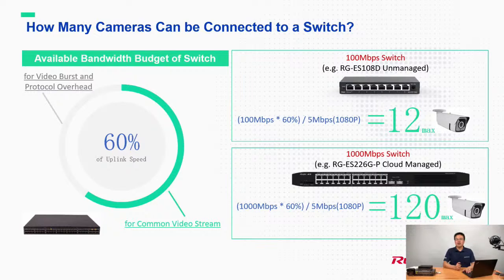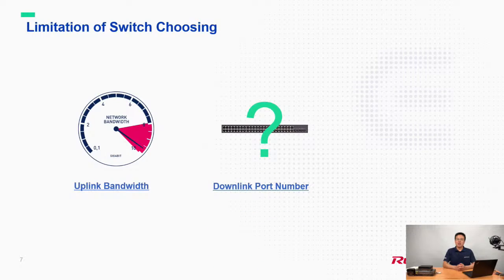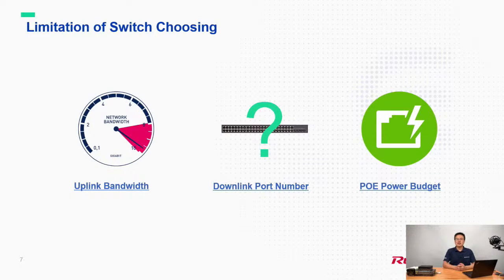Let's go next. For the actual use in a CCTV project, the limitation is not only the bandwidth of the uplink, but also the downlink port number of the switch. It's easy to understand. A 24-port switch can only connect 24 cables, no matter cameras or switches. The last limitation is the PoE power budget.